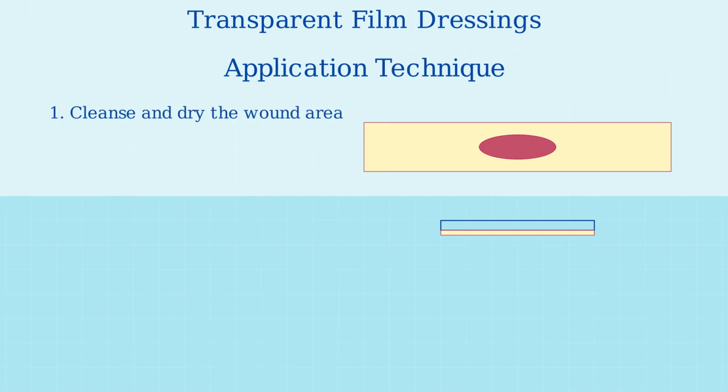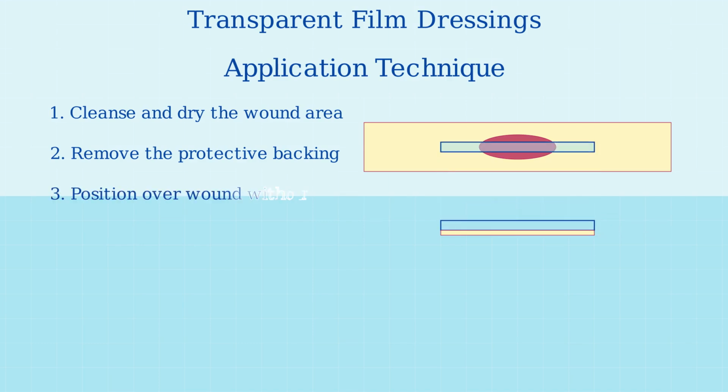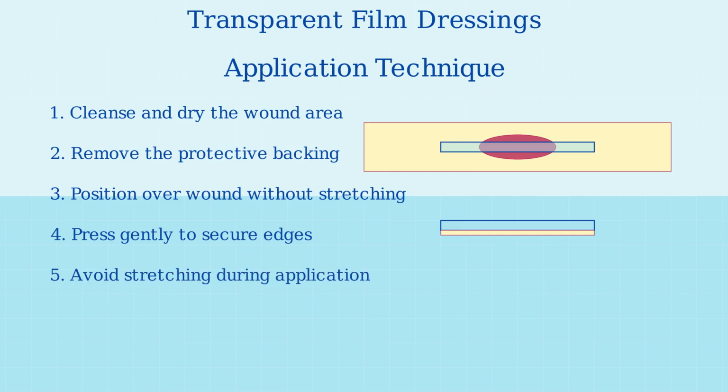Let's review the proper application technique for transparent film dressings. First, cleanse the wound thoroughly and dry the surrounding area. Next, carefully remove the protective backing from the dressing. Position the dressing over the wound without stretching it. Gently press down on the dressing, working from the center outward to secure the edges. Remember, do not stretch the dressing during application, as this can create stress on the skin.